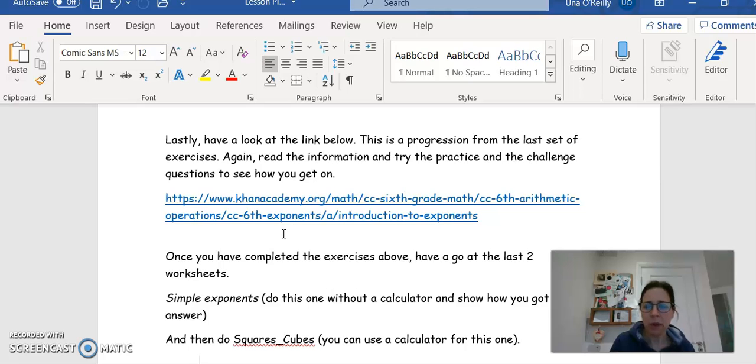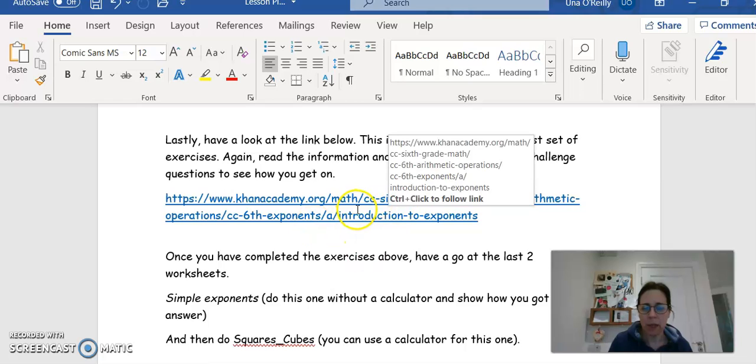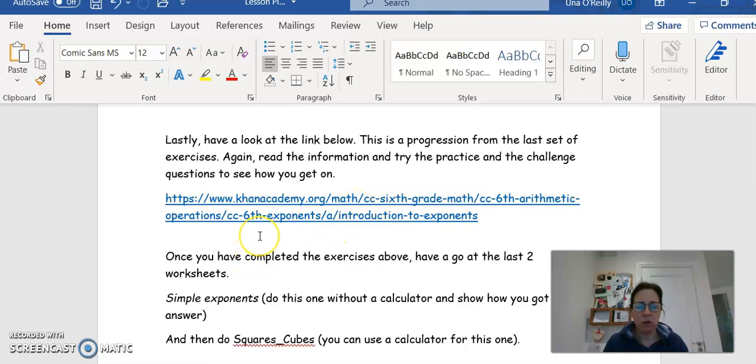It's a progression from the last set of exercises that you did. So the last set of exercises were all about squared units, or to the power of 2. This is just going to build on that. Read the information and try the practice and challenge questions to see how you get on, and it's at this website. Now, I do want to show you something here.